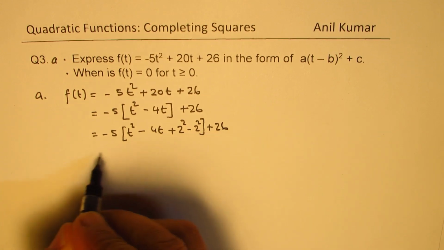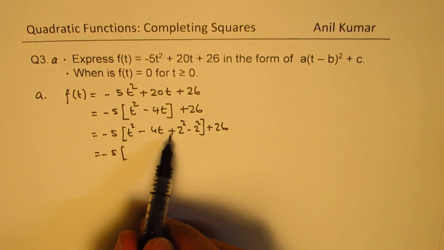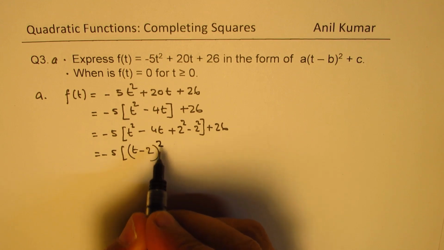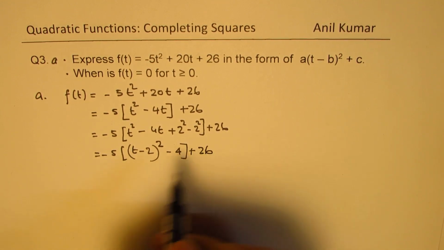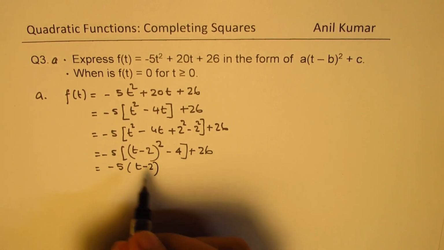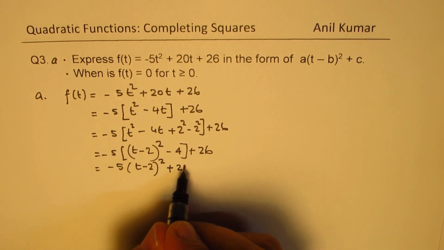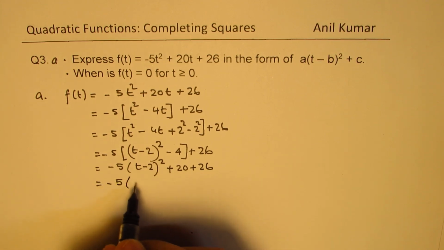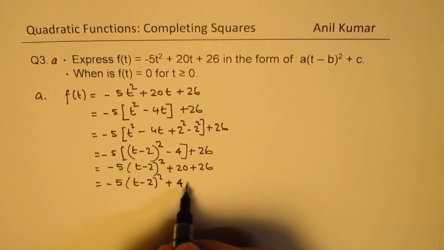So I've taken very simple, useful examples to understand the whole concept. t squared minus 4t plus 2 squared can be written as (t minus 2) whole squared, right? Minus 2 squared is minus 4, plus 26. Now we'll open this bracket and we can write this as minus 5 times (t minus 2) whole squared. Minus and minus makes it plus 20, and we have plus 26. So we get minus 5 (t minus 2) whole squared plus 46.